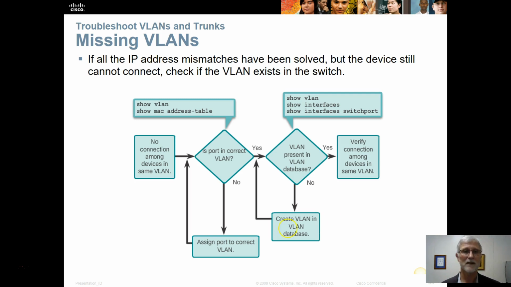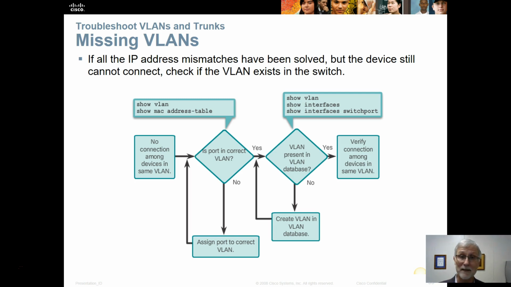No connection among devices in the same VLAN. Is the port in the same VLAN? How can I tell? You can do the show VLAN or show MAC address table. Both of them are going to tell you whether they are associated with the right VLAN. If they aren't, put them in the right one. If they are, now you want to make sure that VLAN is present in the database.